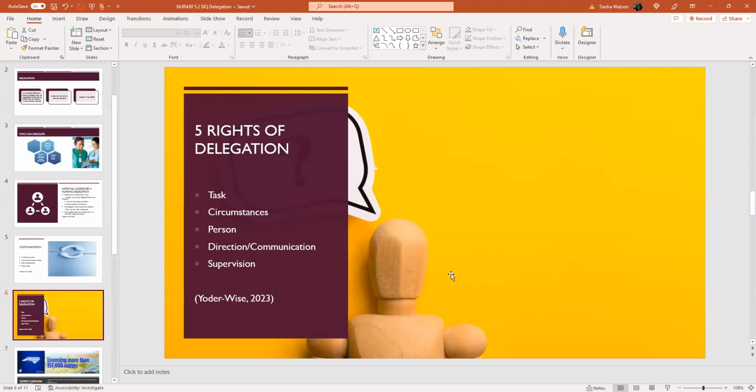The 5 rights of delegation. First is the task. Is the task appropriate to be delegated to the person you're delegating to? As I used in my example, a CNA2 can be given the task of Foley placement for a patient. Second, circumstances: equipment, resources, staff and ratios, situations. Does the CNA2 know where all the supplies and equipment are to place a Foley catheter? Do they have the competency to place the Foley catheter?